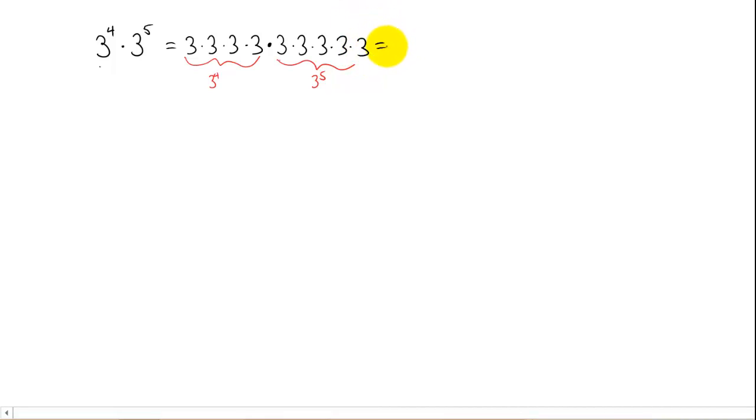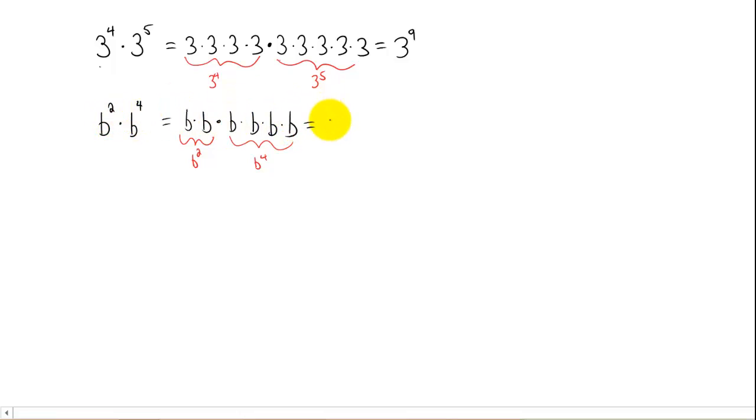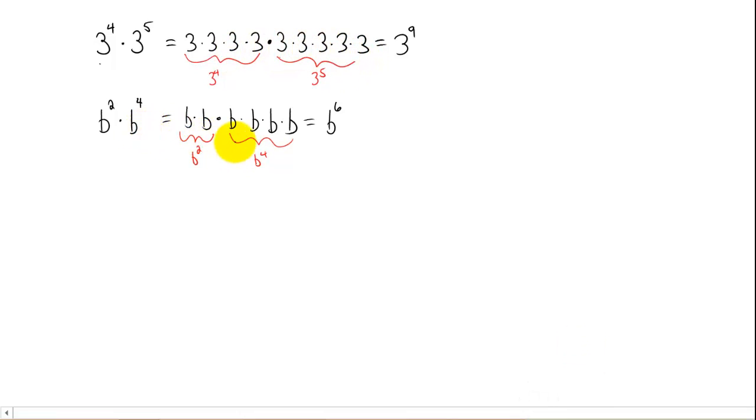How many are there? Well, there are 9, so we can write this whole thing as 3 to the 9th power. And again, it doesn't matter what the base is. If we had b squared times b to the 4th, you could in your head think of this as b times b, and then b to the 4th is b times b times b times b. That's going to give you 6 b's all multiplied together, which can be written as b to the 6th power. So in reality, we're not going to write out this middle step here. We're not going to write out every single base every single time. We want to come up with a rule for how we can do this really quickly.